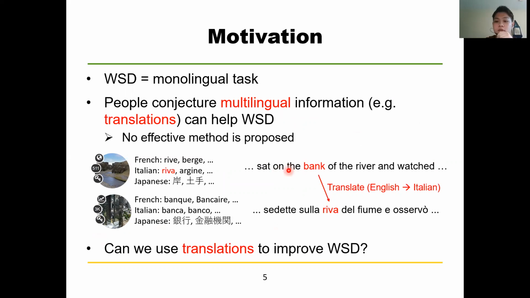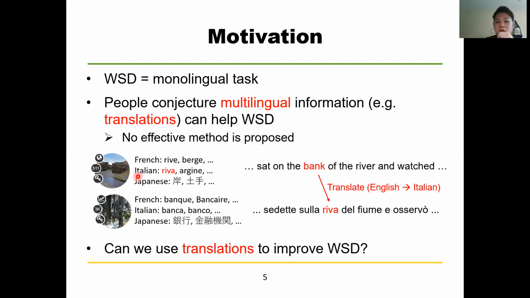If we want to disambiguate the word bank in this context, and we know the geographical sense of the word bank has this set of translations, while the financial sense of the word bank has a different set of translations, then if we could precisely determine the translation of the word bank in this context in another language, in this case the Italian translation river, we can use that information to identify that the sense of the word bank should be the geographical sense in this case.